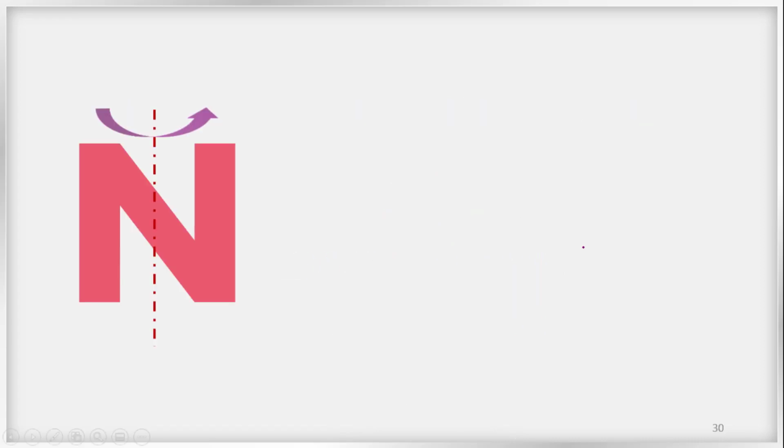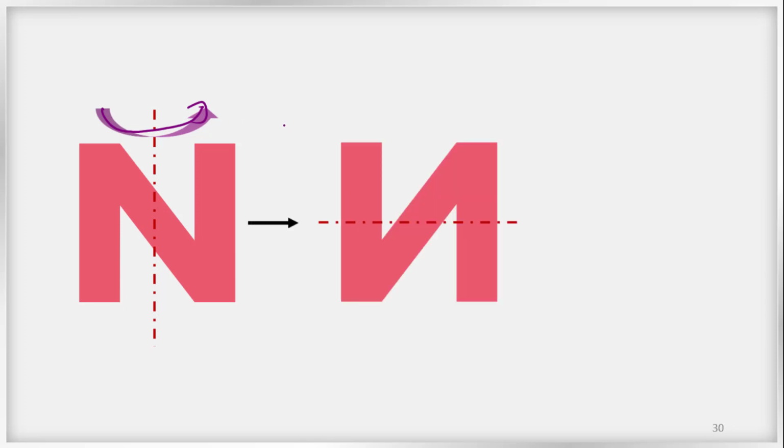Now consider this alphabet, English alphabet N, and what happens if I flip it horizontally? That is with respect to the vertical axis. You can see that we will get the letter like this. So if I flip the alphabet N horizontally with respect to the vertical axis, we will get the letter like this. You can see that they are not equal, right? They are not equal. So we can say that the alphabet N is not an example of an even signal, right? If the signal is looking like alphabet N, then that is not an example of an even signal.